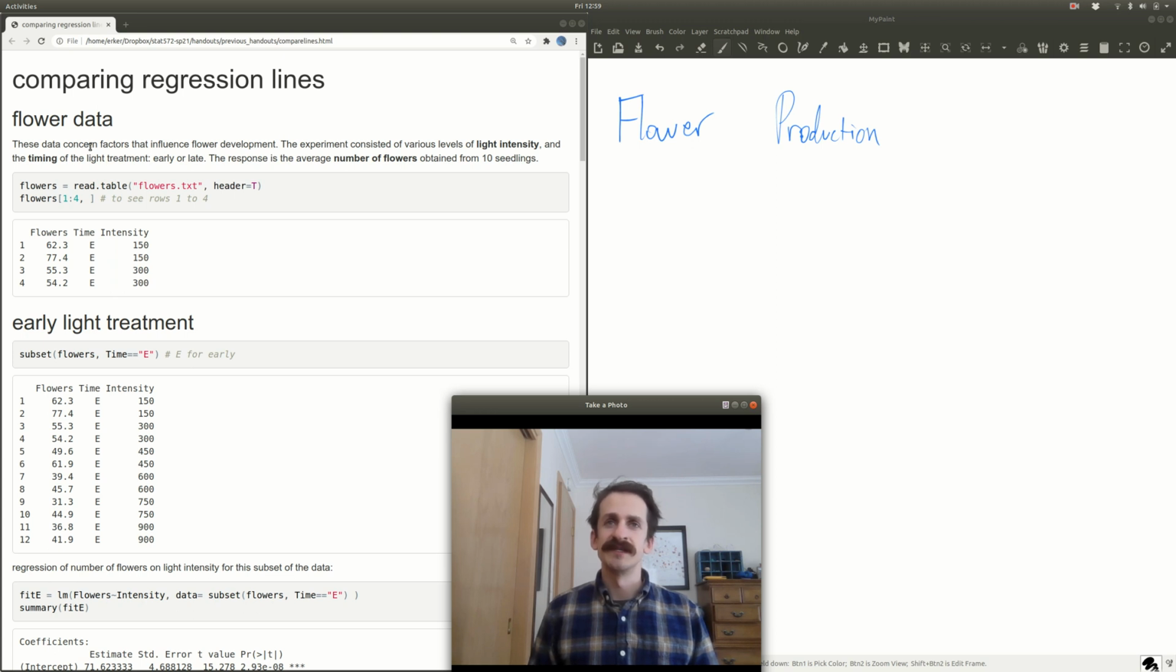So we've got these seedlings. Each experimental unit is a group of 10 seedlings, and the seedlings are exposed to different intensity of light and also different timing of light. So there's early timing and then late timing. And we're interested in how do these two factors, or two variables, the timing of the light and the intensity of the light, affect flower production, our response.